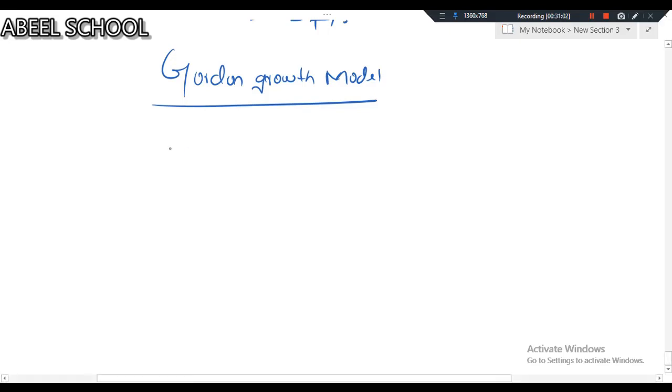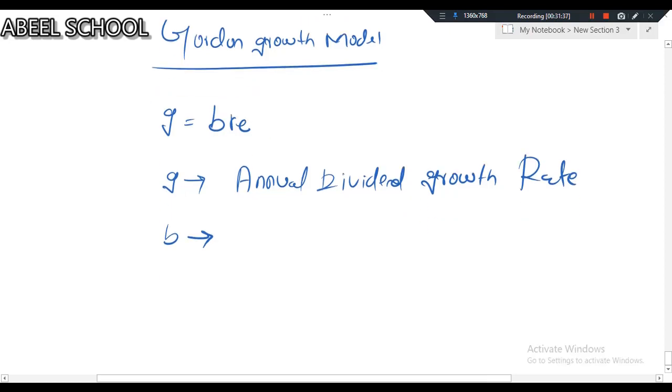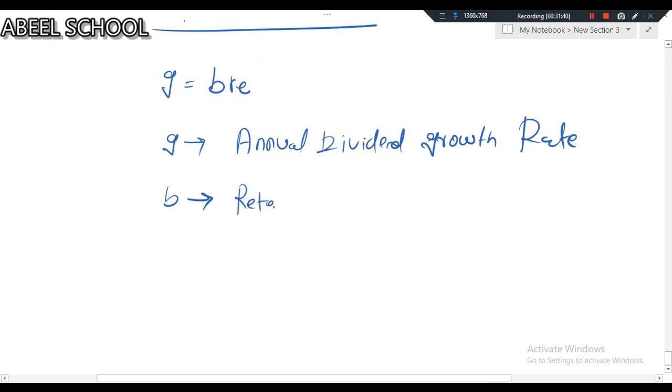The Gordon growth model has a formula: G is equal to BRE. G is of course the annual dividend growth rate, which we assume constant. Now what is this B? B is actually a retention ratio. B is the retention ratio.